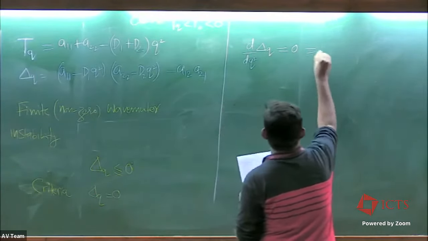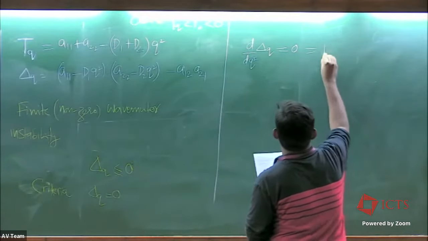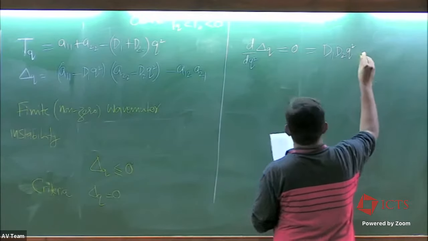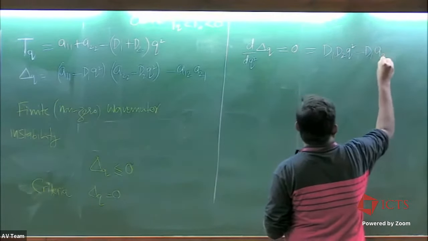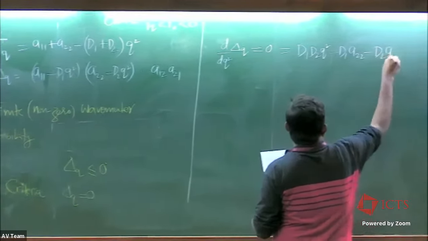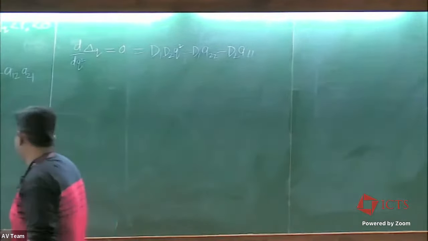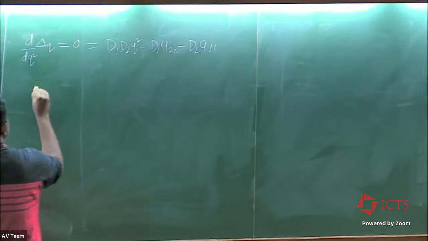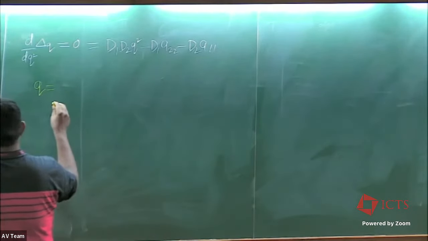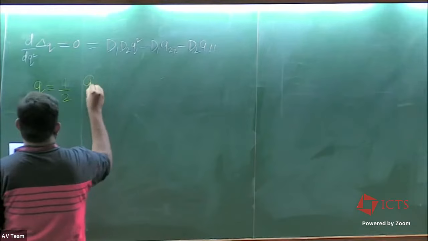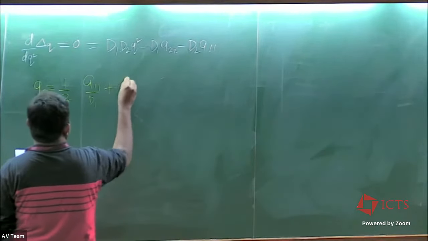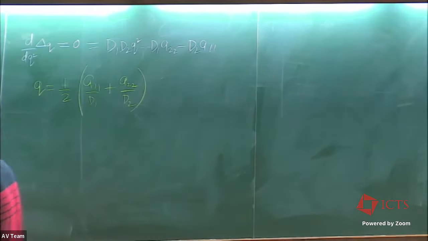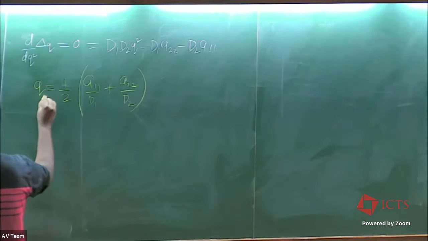And so this is basically, if you stare at this for a few seconds, D1, D2, Q square, D1A22 minus D2A11. So the Q that satisfies this is basically half A11 by D1 plus A22 by D2. Call that some Q.